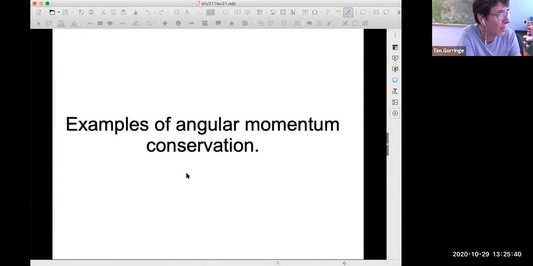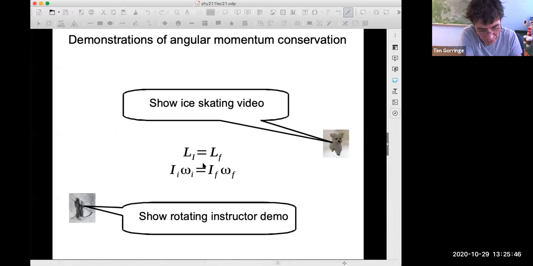Okay, so I want to look at, in the last 20 minutes, some examples of angular momentum conservation. And I want to start by showing a couple of demonstrations. Let's do this. So I'm going to share a different screen.